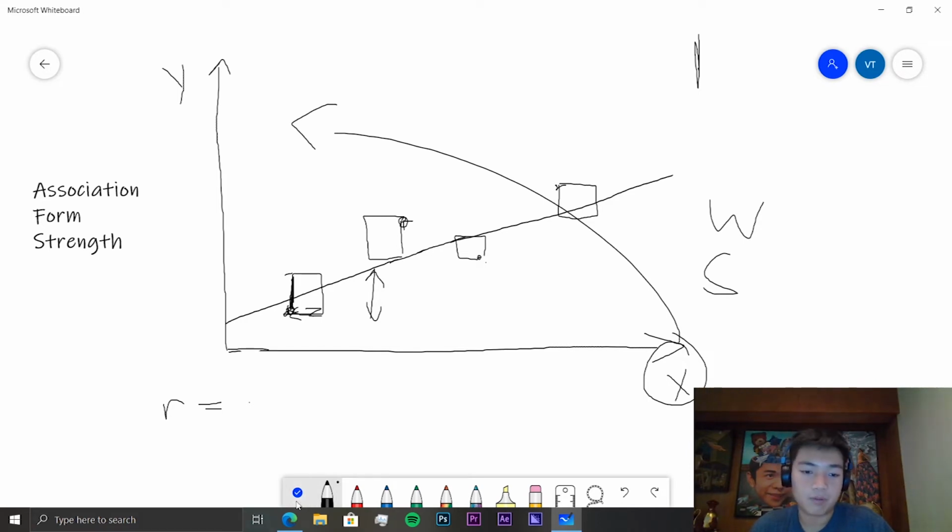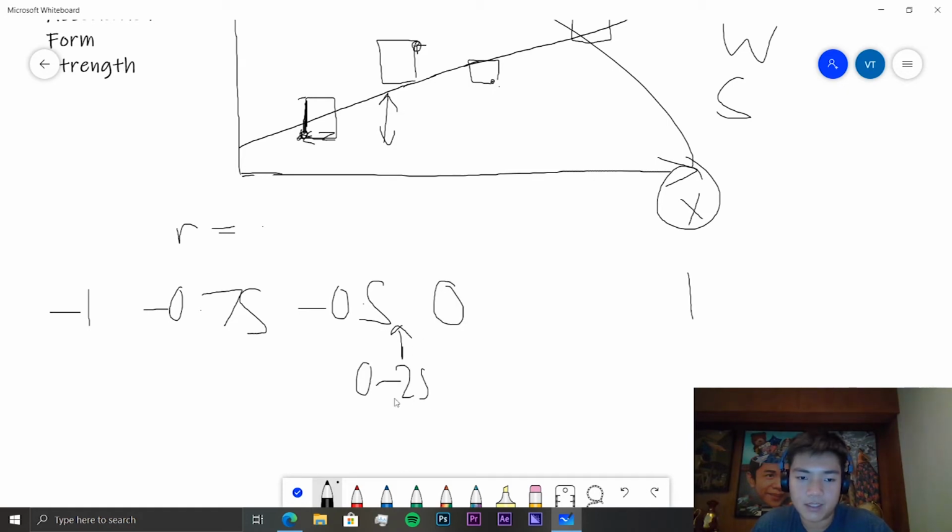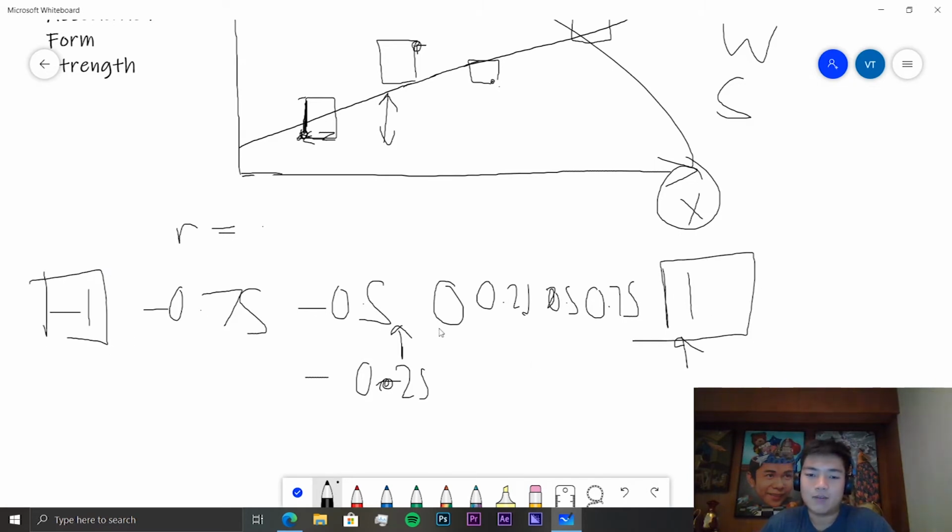One more thing to note is when we classify the strength of a relationship, normally these values of R range from -1 to 1. So -1 means it's a very strong negative relationship. Negative 0.75 is a moderate negative relationship. Negative 0.5 is a weak negative relationship. Of course, negative 0.25 is a very weak negative relationship. 0 is no correlation. 0.25 is a very weak positive. 0.5 is a moderate positive. 0.75 is a moderate positive, and 1 is a very strong positive. So ideally, we want to look for correlations that have the strongest possible correlation.